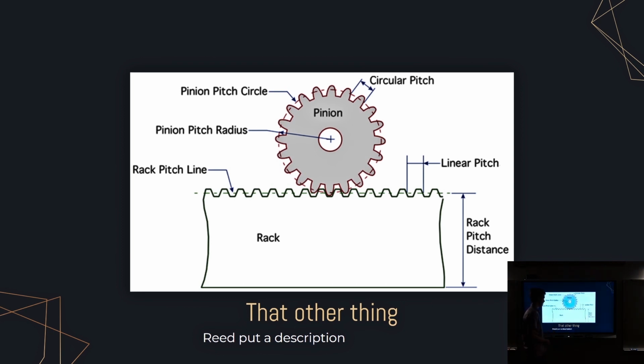This is a rack and pinion. This is another more advanced mechanism that you maybe aren't familiar with, where you have a gear here and it's moving a rack. Either this gear could be in one place and the rack could be moving, or vice versa, the rack could be stationary and the gear could be moving along it.